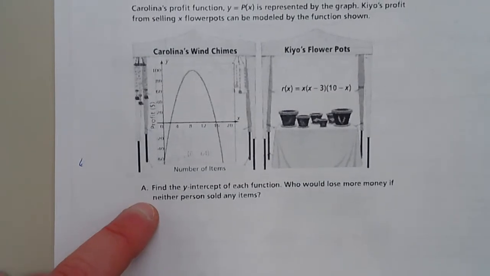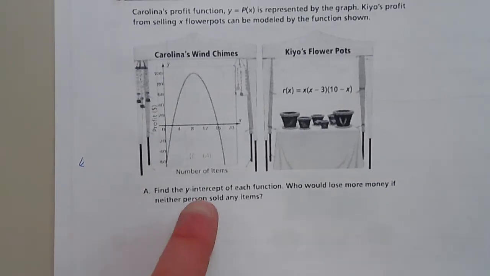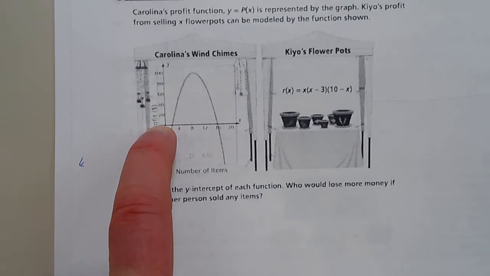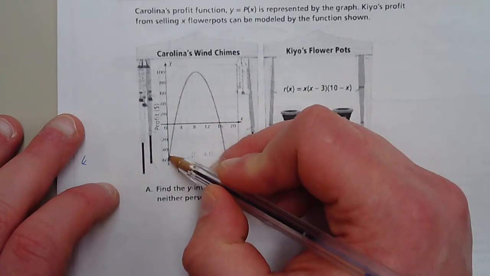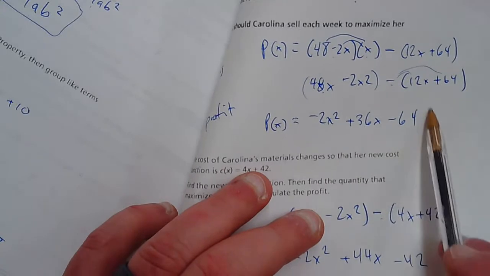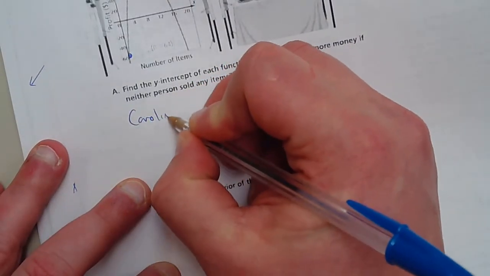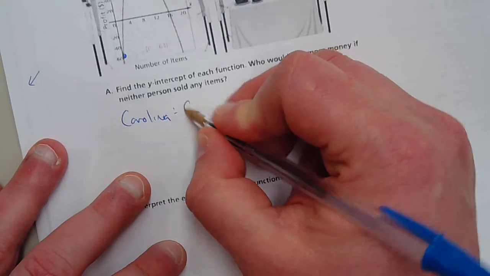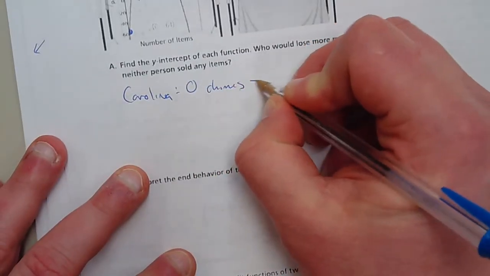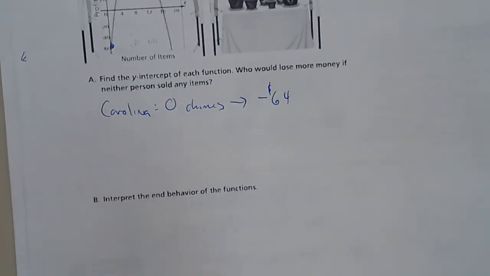Part A says, find the y-intercept of each function, and who would lose more money if neither person sold any items. The y-intercept is when you sell 0 things. If we look at this graph, this crosses somewhere down here. We remember what that was, and we can go look it up. When you put 0 in this function, you get negative 64 out. Meaning, if you sold 0 wind chimes, you're $64 in the hole. So for Carolina, 0 chimes yields minus $64. She's $64 in the hole if she sells nothing.